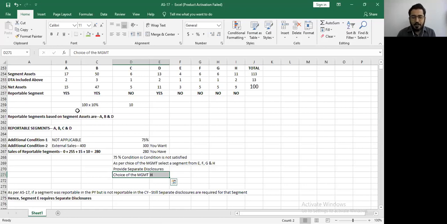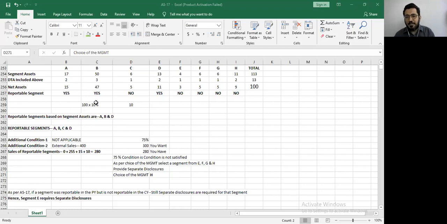Yes, Akshay, the total revenue is 475, but the additional condition clearly tells you to take 75% only of the external sales. Then why are you taking the internal as well? You only have to take the external sales. So read the condition properly, and you need to take only the external sales. No need to take the internal sales. Okay, so I hope Harshit and Akshay, your doubts are clear.